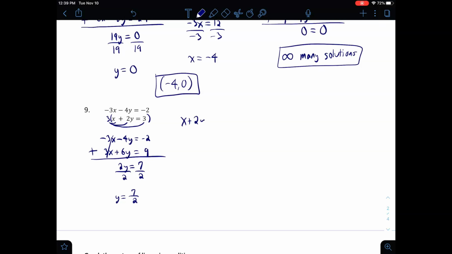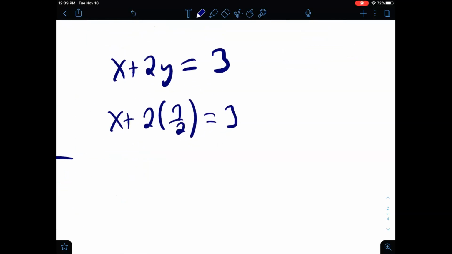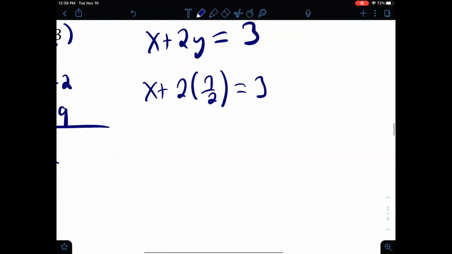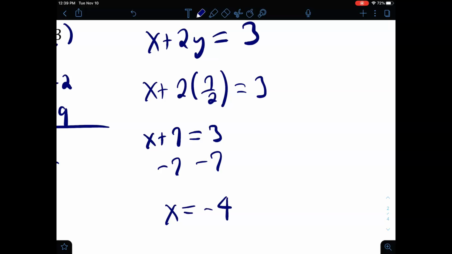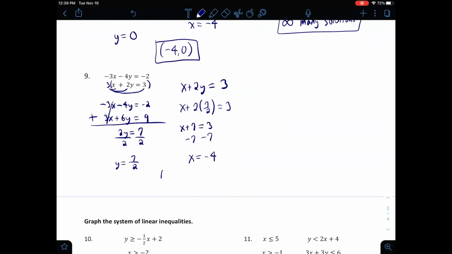So now we're going to plug into x plus 2y equals 3. And we're going to plug in 7 halves for y. So we're going to get x plus 2 times 7 halves equals 3. So 2 times 7 halves is going to be just 7. x plus 7 equals 3, minus 7, x equals negative 4. So our final answer is going to be negative 4 and 7/2.